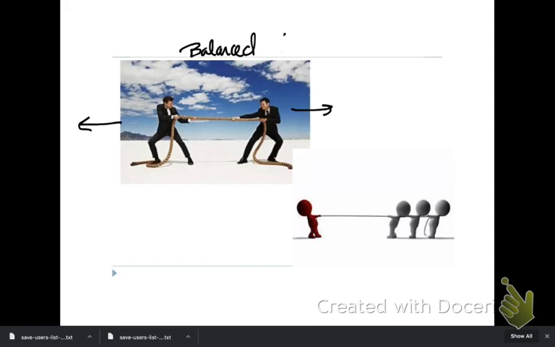And you always have acceleration or movement towards the greater force. If the force is balanced, we don't have any motion. So they'll stand there forever pulling on that rope and nothing's ever going to happen.